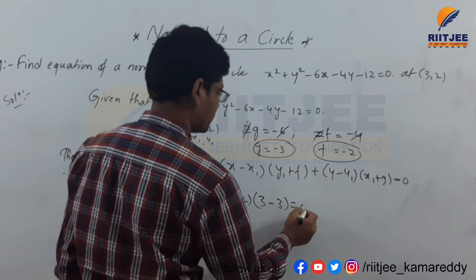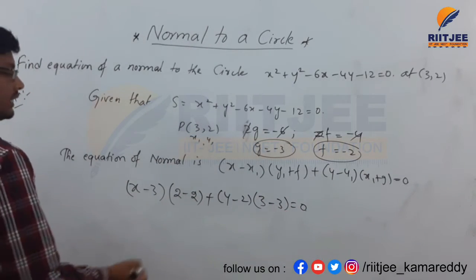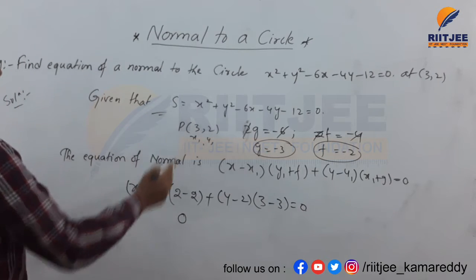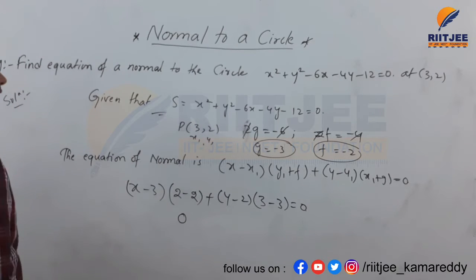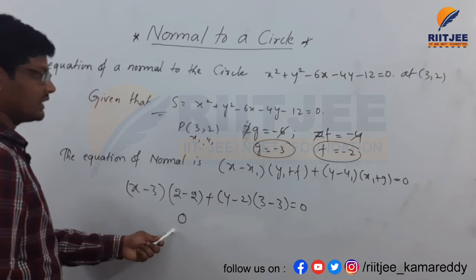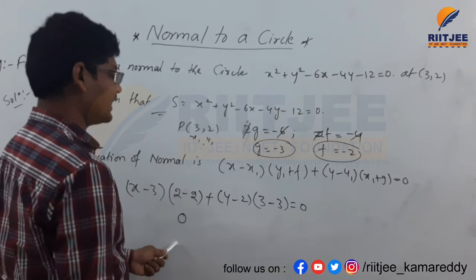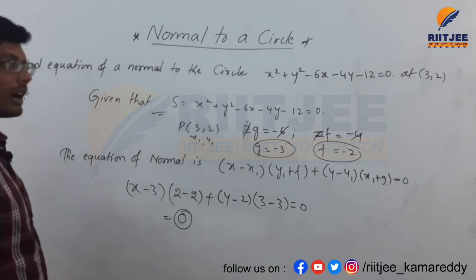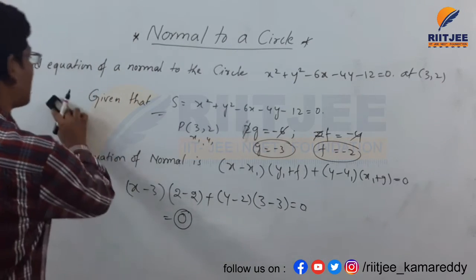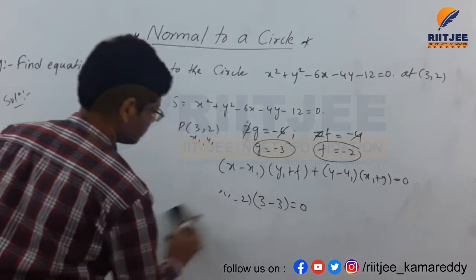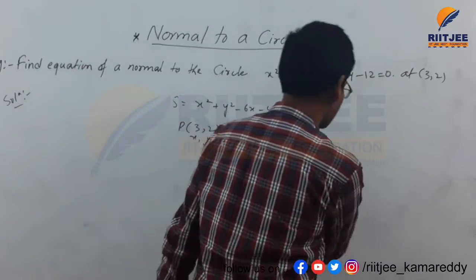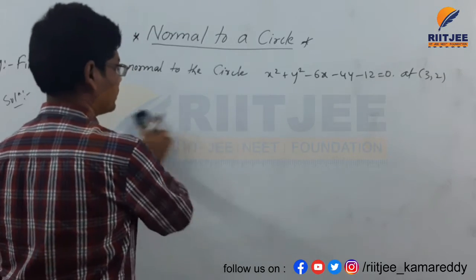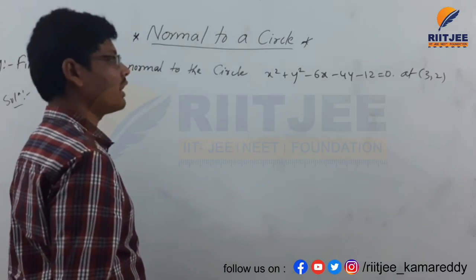And here the complete normal is, for this one we don't have any normal here. Why? Because the point lies on the circle, that's why there is no normal for this one. Let us see one more example for normal here. There is no normal. Why? Because here we are getting 0. For that we don't have a normal equation.